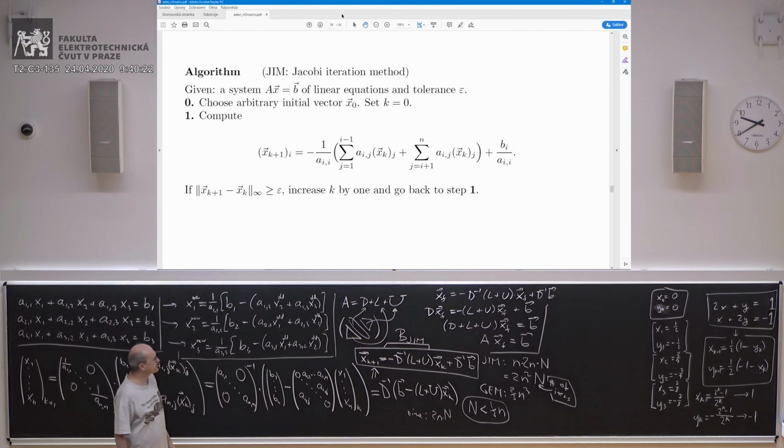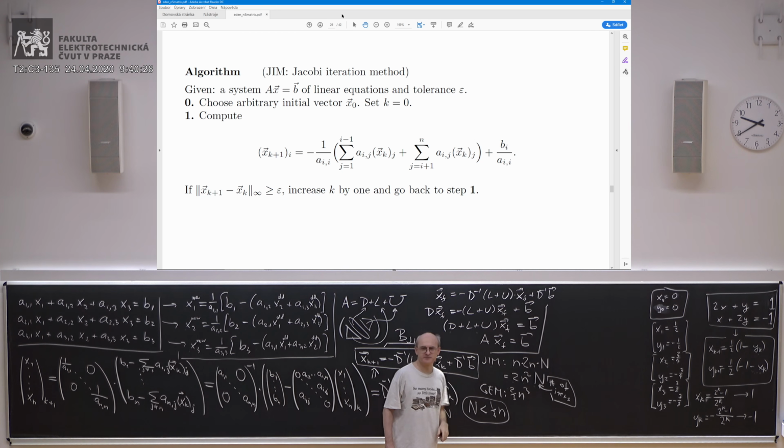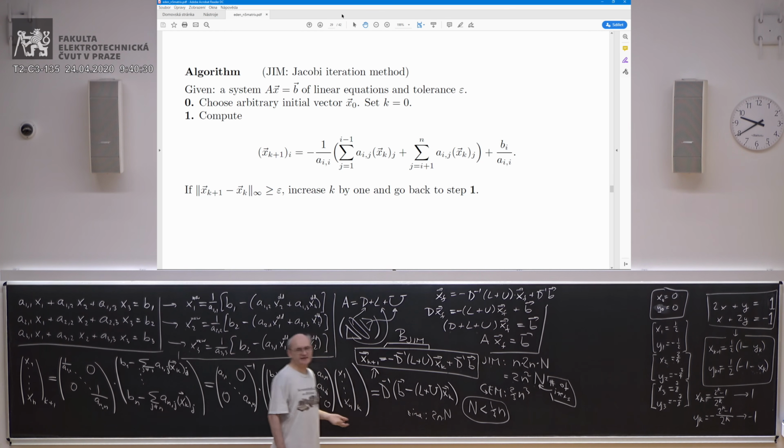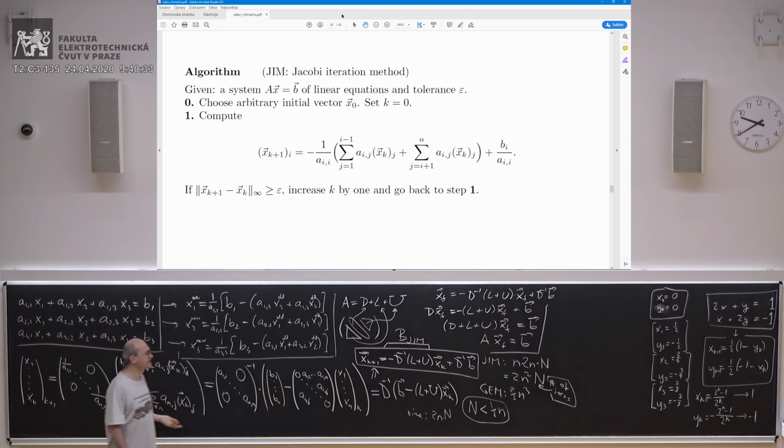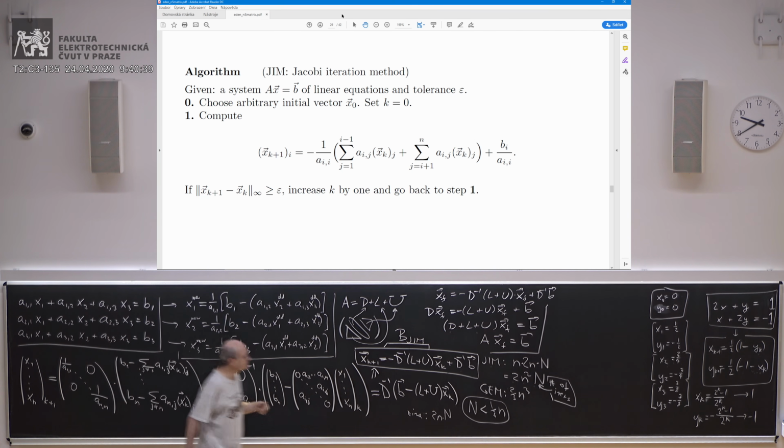So there are definitely reasons why one should look at the iterative methods, because they are less labor intensive than Gaussian elimination. But of course there will be some downside. We saw it repeatedly in this course in numerical analysis that if you want some improvement, you have to pay for it. Let's see.